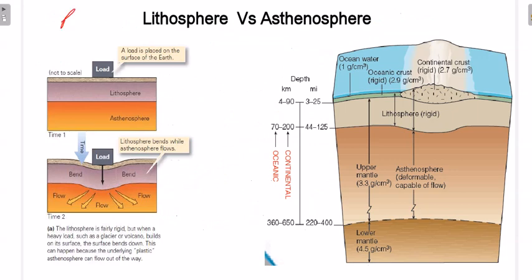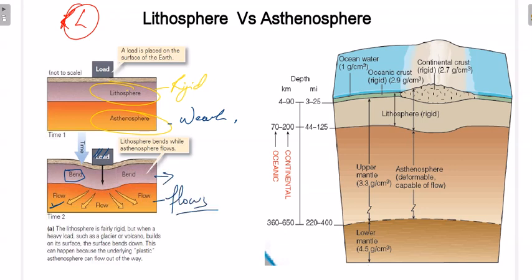If you look at the left diagram here, you can see there are two main layers, lithosphere and asthenosphere. Lithosphere is rigid, while asthenosphere is weak, plasticky, and also mobile. So if we put a load onto the lithosphere, the lithosphere will bend, but the asthenosphere will flow due to its weak and mobile nature. So what is the concept? Asthenosphere flows while the lithosphere is rigid. It does not flow, rather it bends.